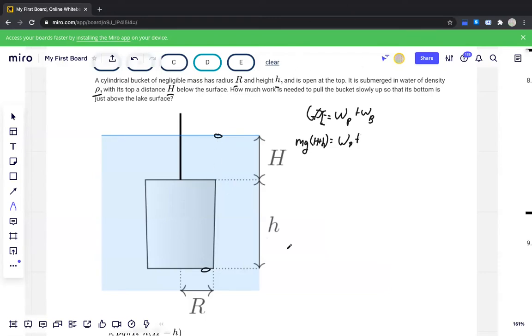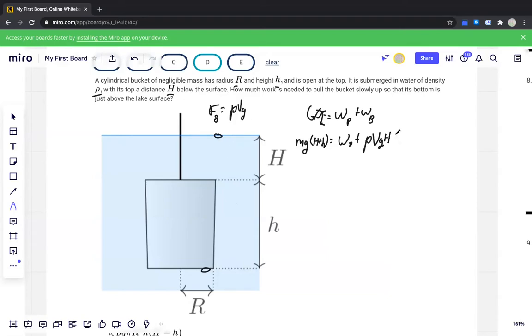And Archimedes' principle tells us that the buoyant force is going to be equal to rho Vg, where rho is the density of the liquid, V is the volume of the object, and g is the gravitational acceleration. So we know that for a distance of big H, the cylindrical bucket is going to be completely submerged in the water. So the work done by the buoyant force during this distance of big H is going to just be rho VgH, where V is the volume of the bucket because the whole bucket is under the water.